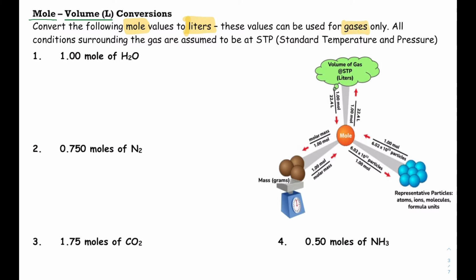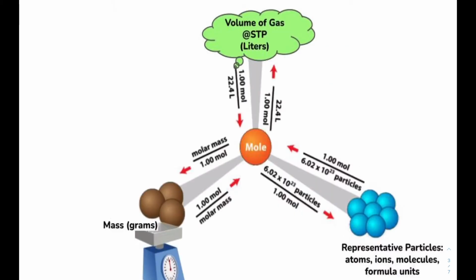These gases are said to be at standard temperature and pressure. So these conditions we'll talk about later when we get to gas laws, but for our purposes, you can say that standard temperature would be 0 Kelvin and 1 atmosphere of pressure.